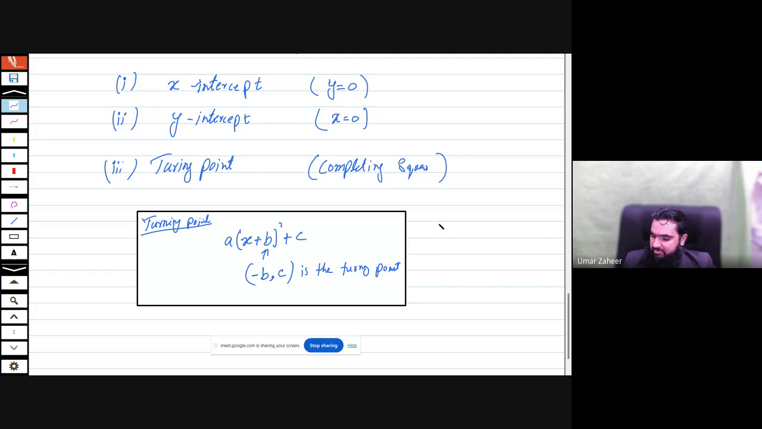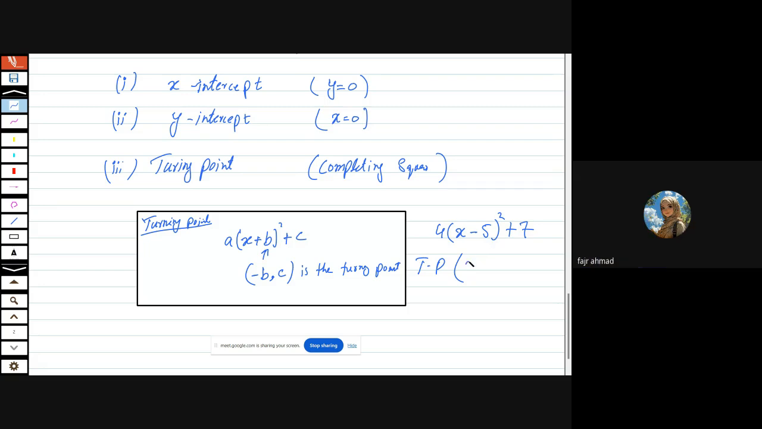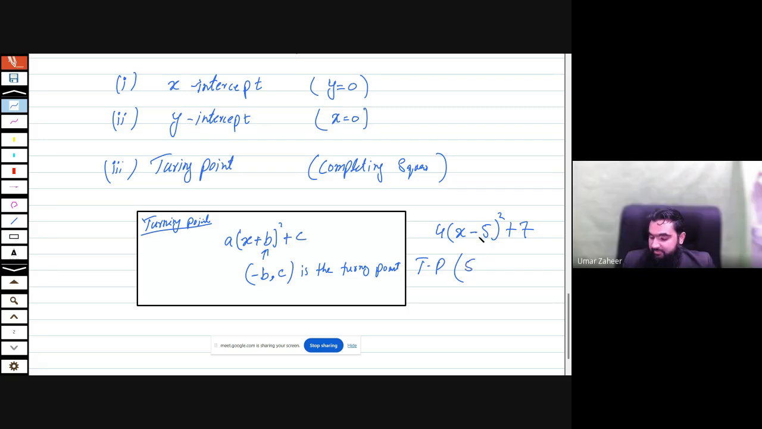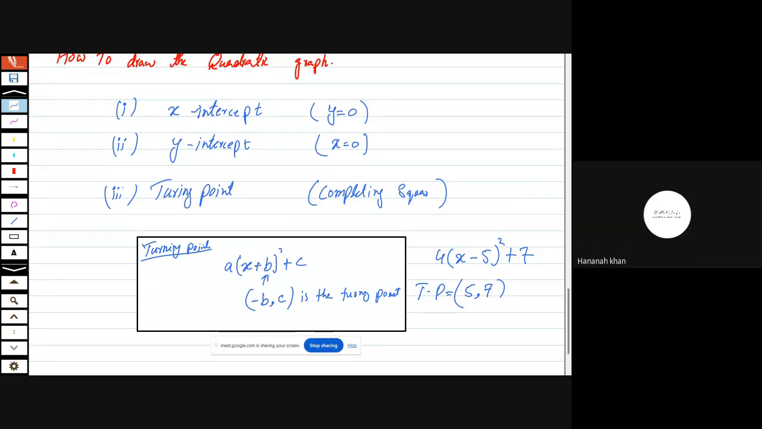For example, you have written 4(x minus 5) whole square plus 7. So what is the turning point here? Not minus 5. Change the sign: plus 5, comma, 7. You have to take the opposite sign. Yes, is it clear? Yes, sir. X-intercept, y-intercept, turning point.